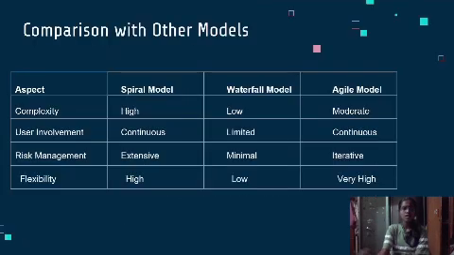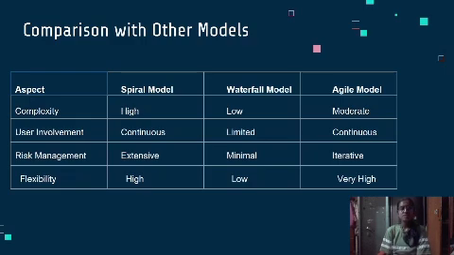If you have to compare with the other models that exist in software development, there is the waterfall model and also the agile model. So here is the comparison between the spiral, waterfall and agile models. The complexity is high in the spiral model, low in the waterfall model, and moderate in the agile model. In terms of user involvement, the spiral model has continuous user involvement, just like the agile model, whereas the waterfall model has limited user involvement.